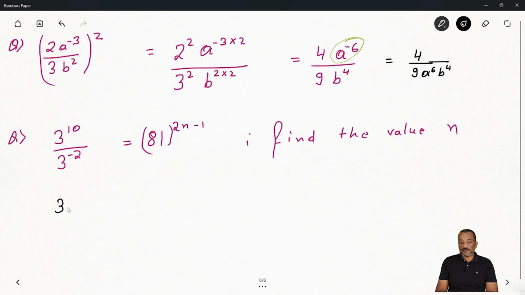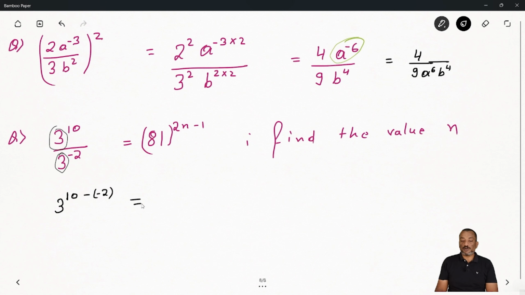First we solve the left side. Both have the same base: this has base 3 and this also has base 3. So we apply the quotient law: 3 to the power 10 minus minus 2.